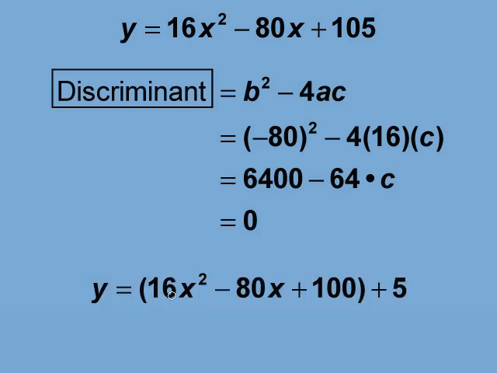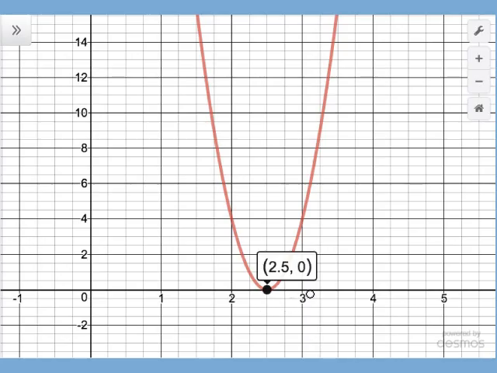Going back to the quadratic equation, we can add the c term of 100 to this expression as if we were completing the square. Since the original term was 105, we leave 5 outside the parentheses, as shown here. This term becomes a perfect square, as shown here. The graph of the perfect square function shows the single root of x equals 2.5.